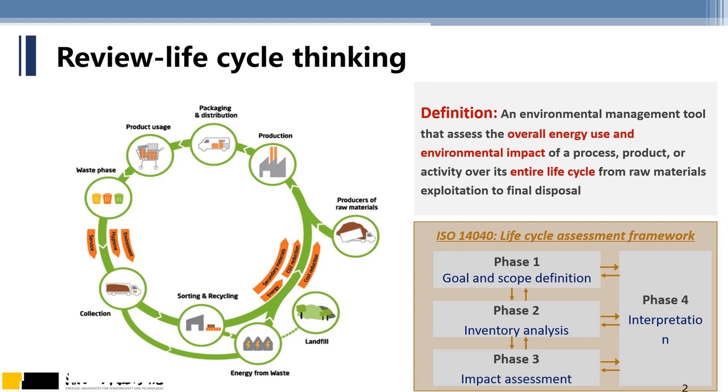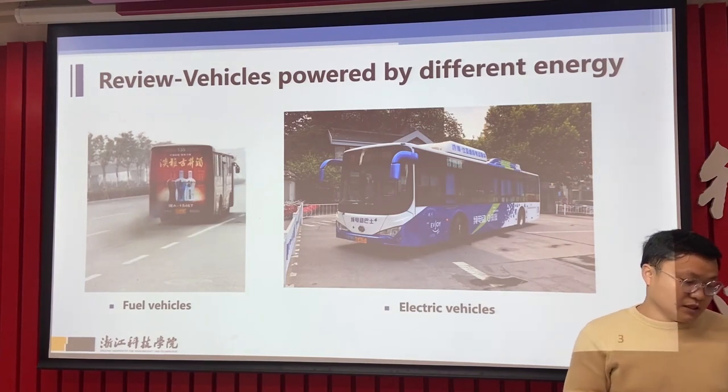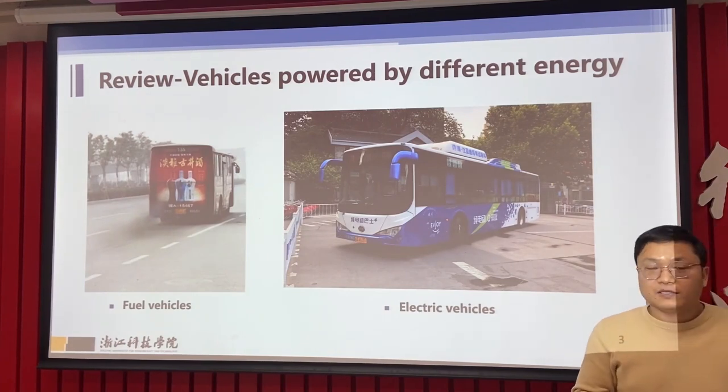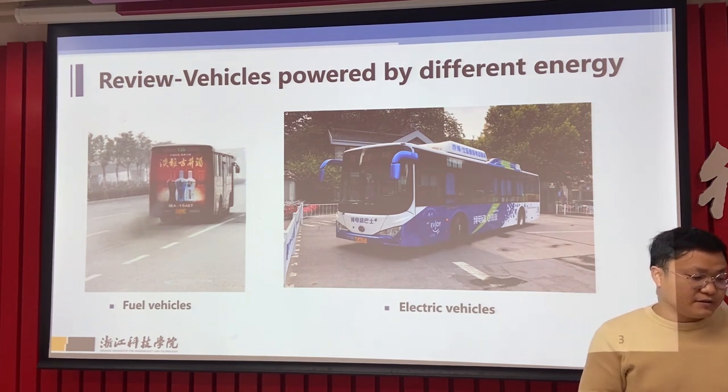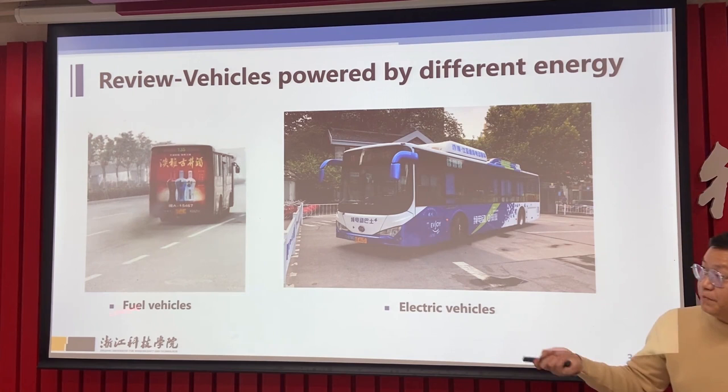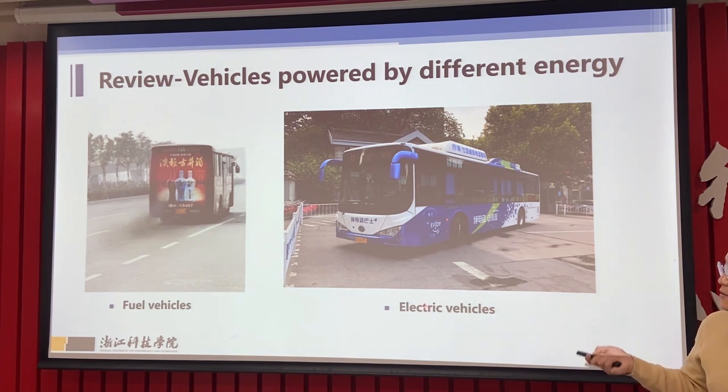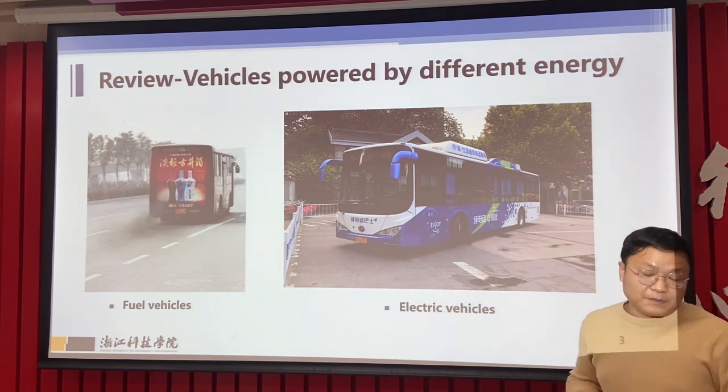According to the ISO 14040 standard, life cycle assessment or life cycle thinking has 4 steps. One is goal and scope definition, the second is inventory analysis, the third is impact assessment, and then the results interpretation. Also, we talked about 2 different vehicles powered by different energy. One is fuel vehicles powered by gasoline or natural gas. The other one is electric vehicles powered by electricity.